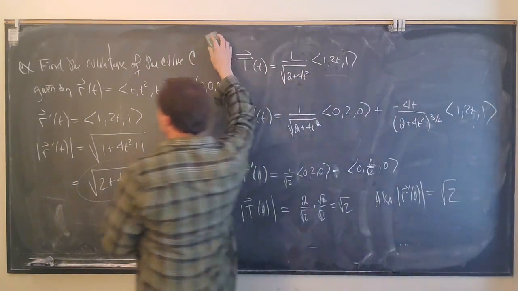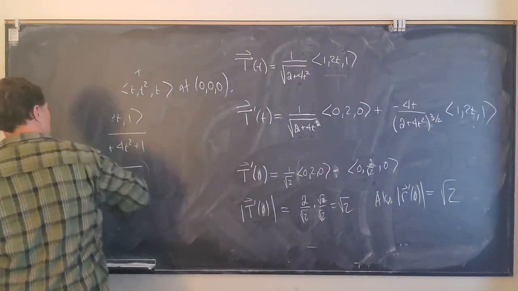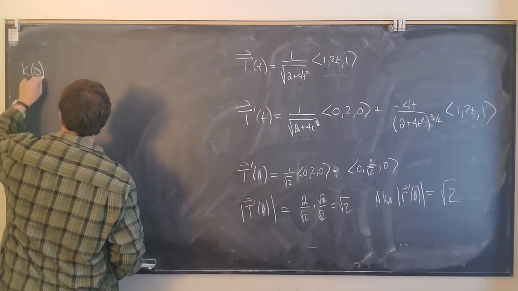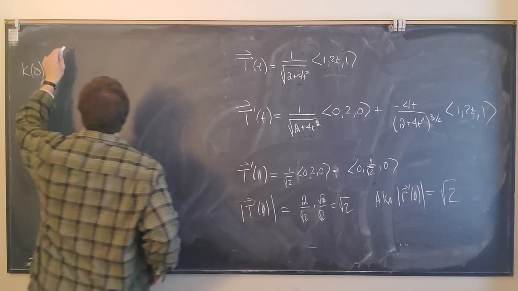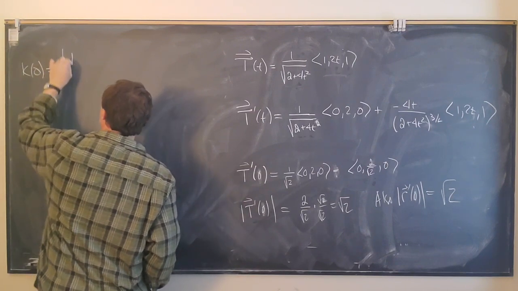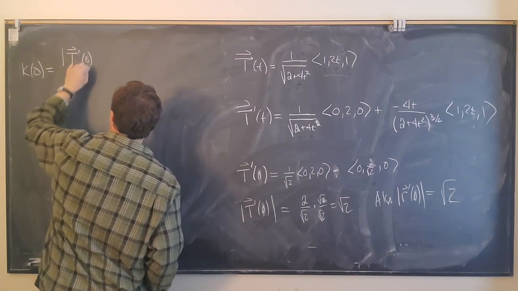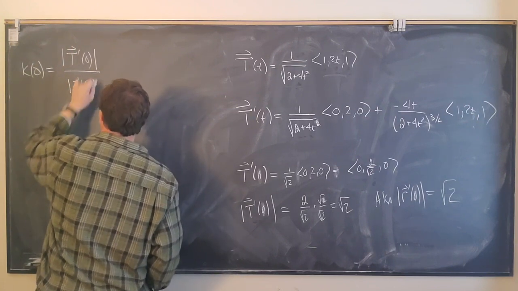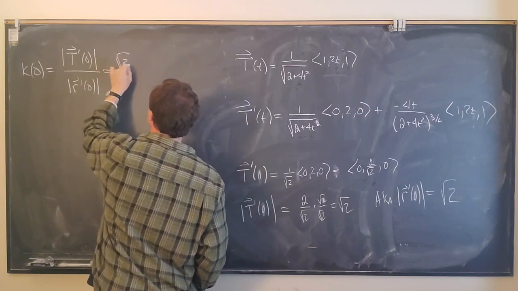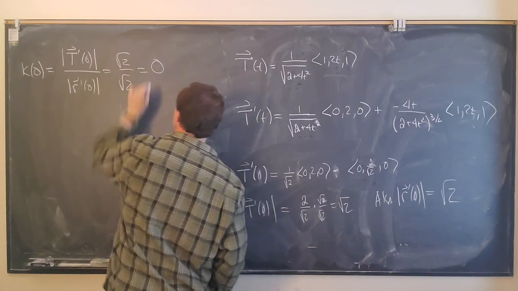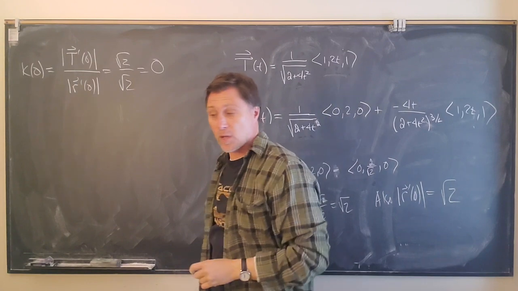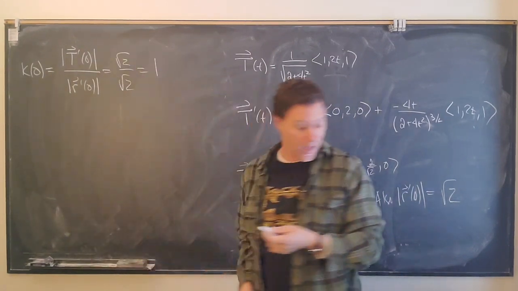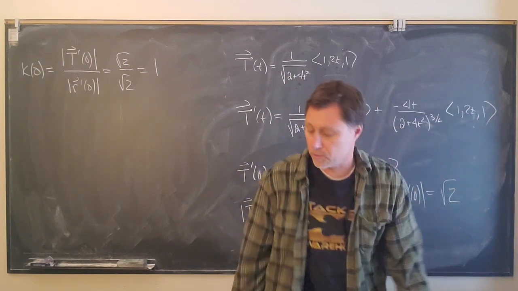So what's our conclusion? The curvature at 0 is equal to, let me write out the formula here, the magnitude of T prime of 0 divided by the magnitude of r prime of 0. That is going to be root 2 divided by root 2, which equals 0. So, which equals not 0, equals 1. All right, so the curvature at 0 is equal to 1.